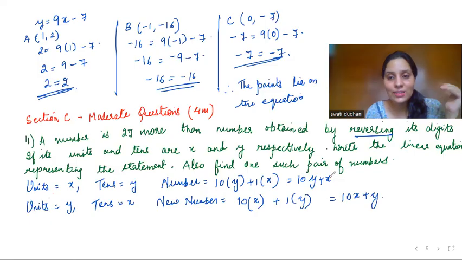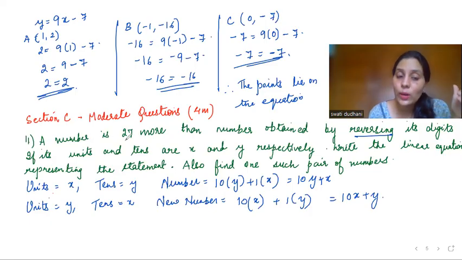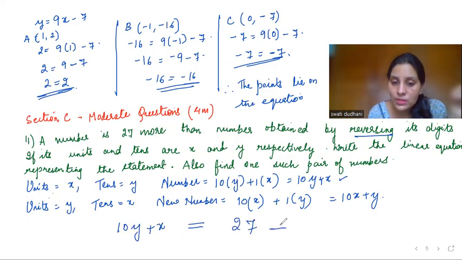Now let us again read the question to frame the equation. If you do it stepwise, you will never go wrong. A number is 27 more than the number obtained by reversing its digits. So what is the number? 10y plus x is equal to 27 more. More means add, more than the number obtained by reversing its digits. So when I reverse the digits, what do I get as the new number? 10x plus y. I hope this equation is clear.